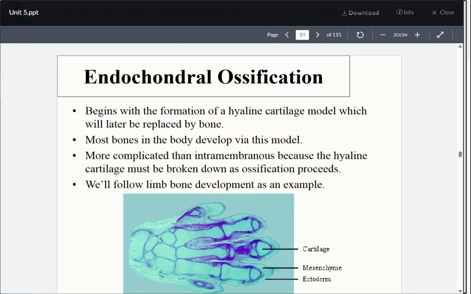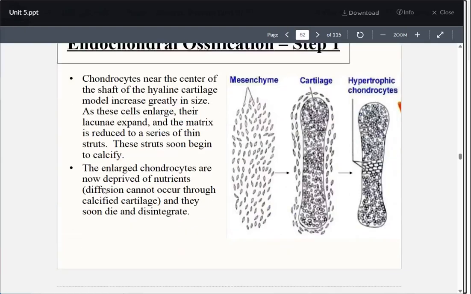Hyaline cartilage ossifying. When the hyaline cartilage loses, when the ossification process catches up to it, that is when the bone is done growing. We'll get into that in more detail. But most bones are made by this particular model. It is more complicated than intramembranous because we have to first have the hyaline cartilage. We then need to break down the hyaline cartilage during this ossification process. So it does involve more steps.